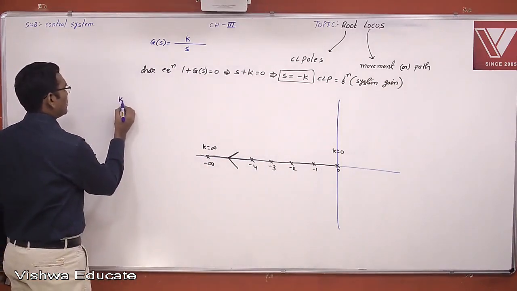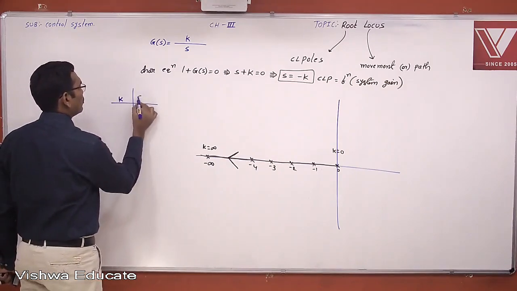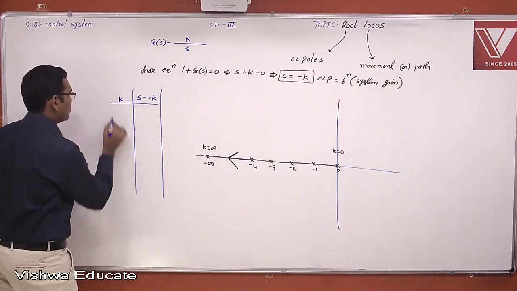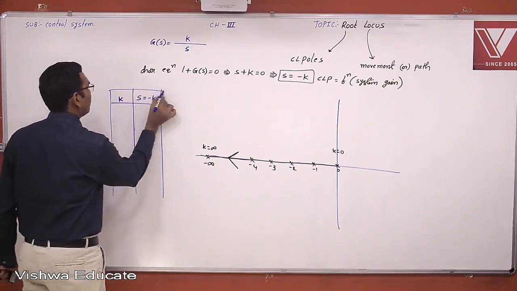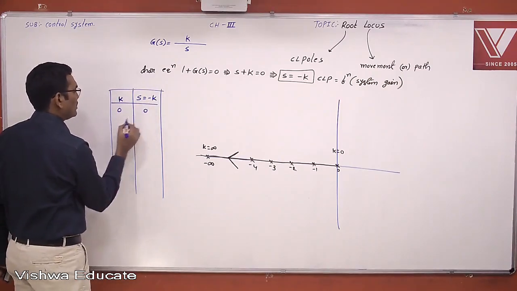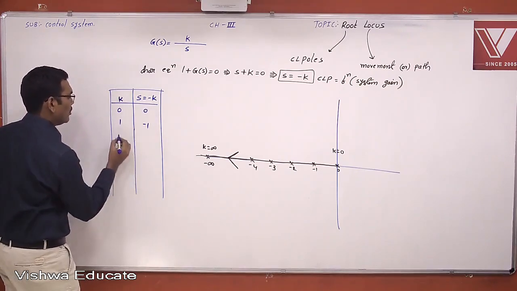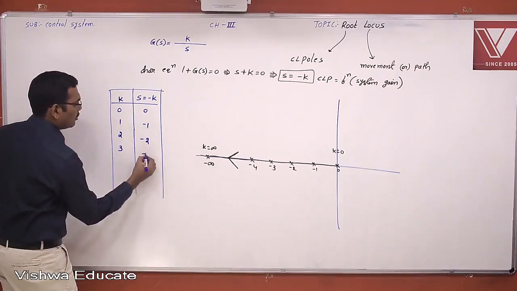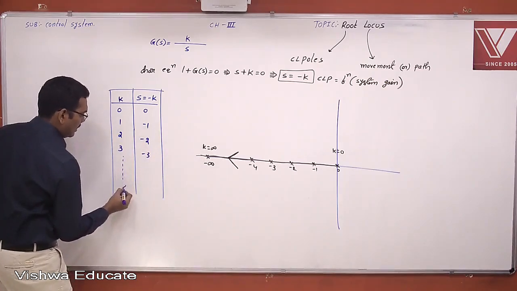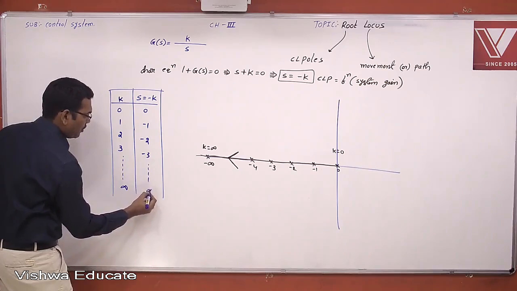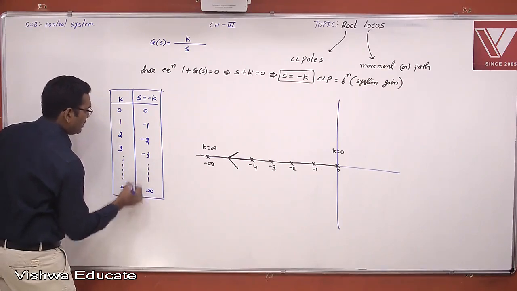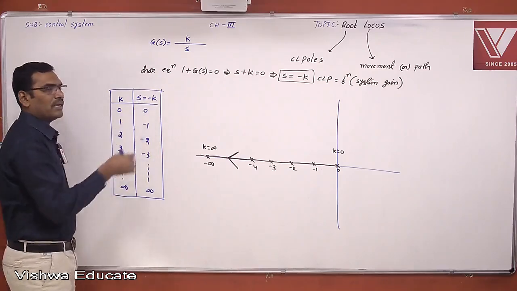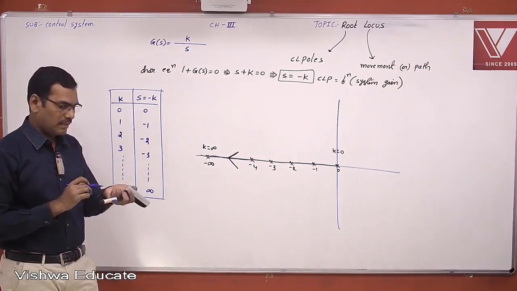This is the system gain k, and this is the closed loop pole, which is a function of system gain k. So we can easily judge that when k equals 0, the closed loop pole is at origin; k equal to 1, the closed loop pole is at -1; k equal to 2, at -2; k equal to 3, at -3; and k equal to infinity, the closed loop pole is at -infinity. Now the system gain k is changing from 0 to infinity, the closed loop poles are moving, and that movement, that path, is nothing but the root locus.